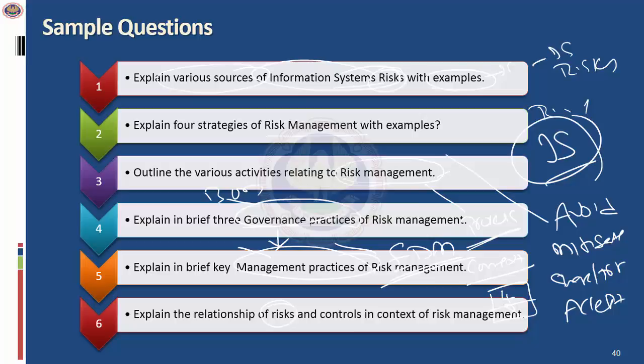Explain the relationship of the risks and the controls in the context of risk management. I'm sure you're very clear. Remember the equation. R ideally should be equal to controls, which means the risks should be equal to controls. If the risk is greater than control, there is a residual risk, and this will result in a control weakness. This control weakness has to be accepted. This is a residual risk.